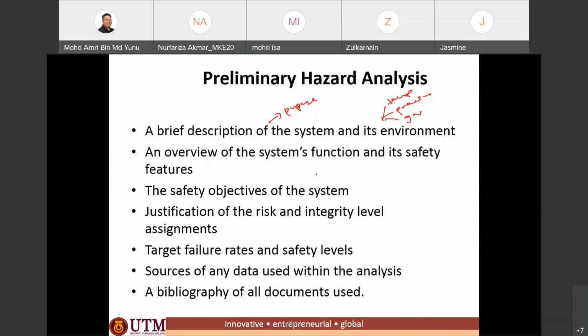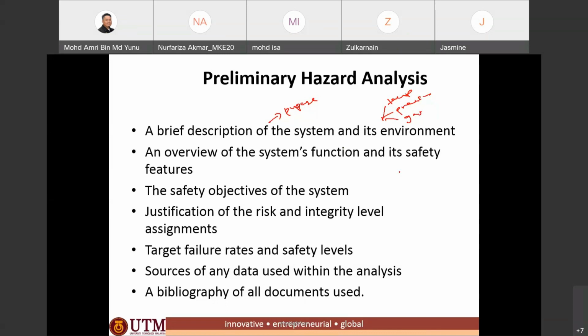For the system function, remember from yesterday that a control system must at least have an input. In the subsystem you have the sensor, then a logic solver, which is the controller, then the final control elements, which are the actuators, and then the controlled variables. So you need to identify the function, and then what the safety feature of the function is.